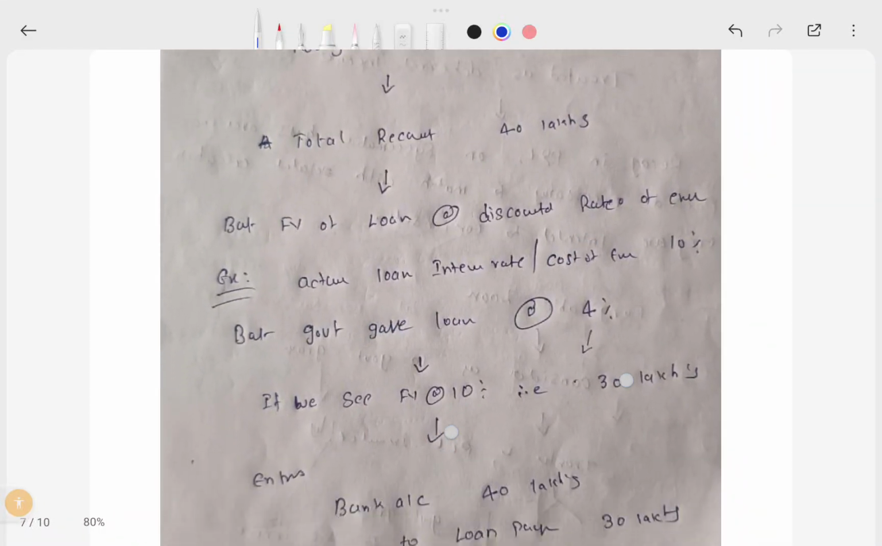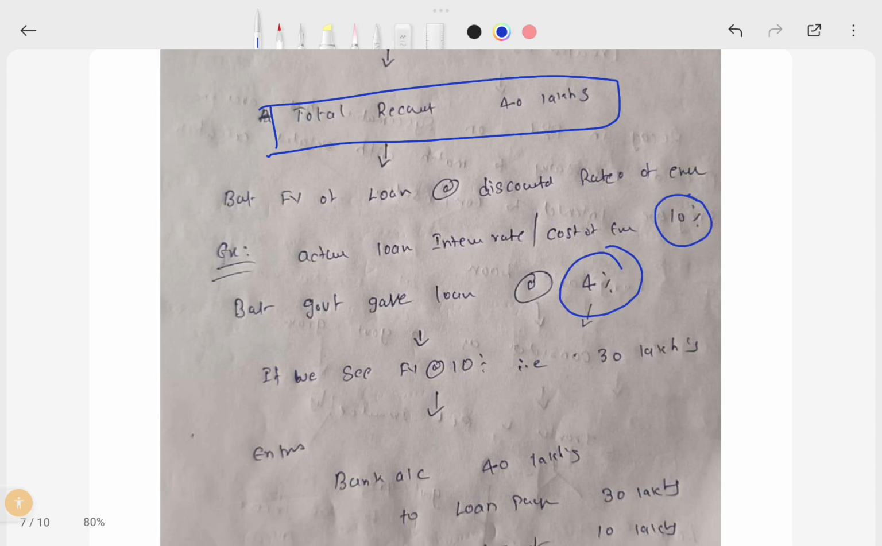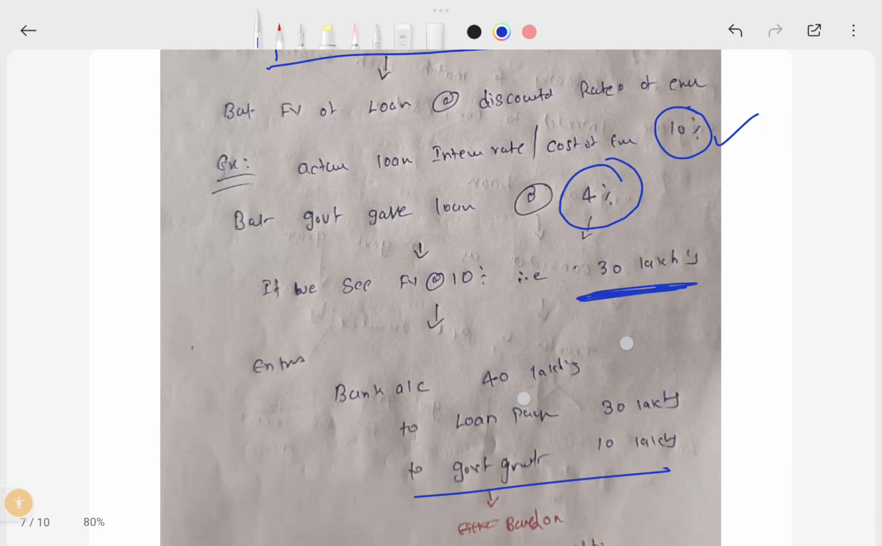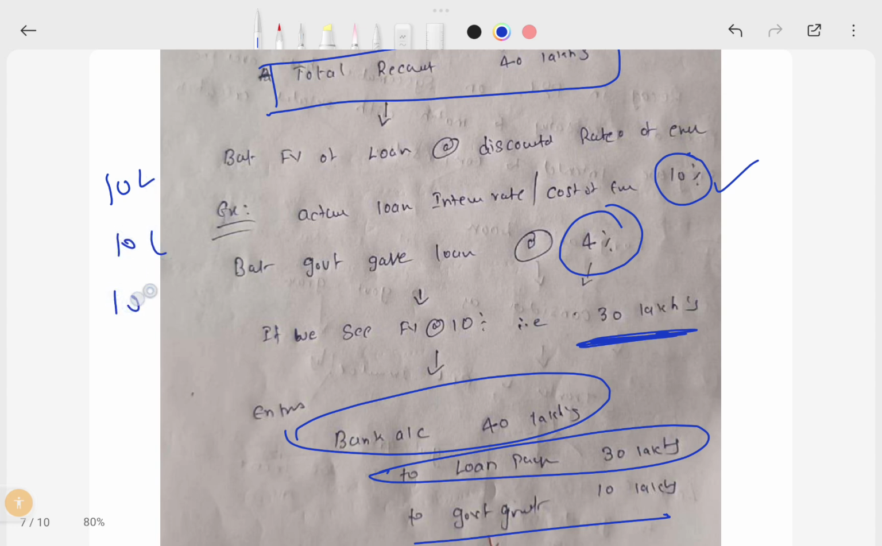See, let's be clear. Your loan receipt is 40 lakhs, but you need to pay that 40 lakhs at 4% interest rate. But the actual interest rate would be 10%. If you calculate at 10% interest rate, the actual value, the present value, is coming 30 lakhs. So balance 10 lakhs is government grant. You received total 40 lakhs, out of which actual loan repayable is 30 lakhs. That you need to calculate based on the future cash outflows. Say suppose for this 40 lakhs you need to pay 10 lakhs for next 4 years.